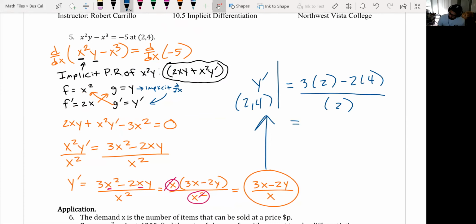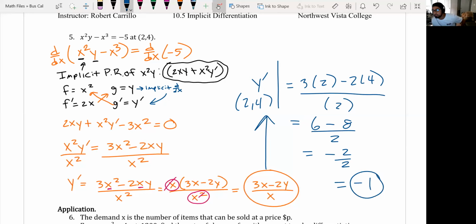We get 6 minus 8 over 2. Negative 2 over 2. Hey, look at that. We get negative 1. Hey, that worked out nice. Finally, a whole number. 6 minus 8, negative 2 over 2, and negative 1. Okay. Perfect.